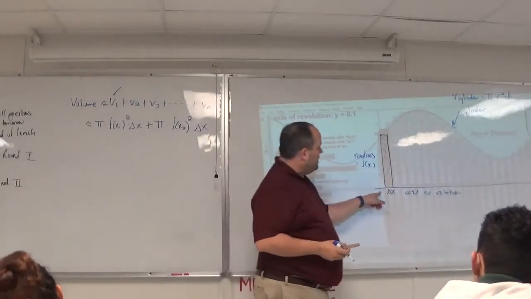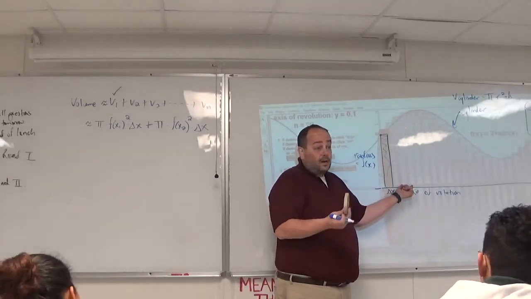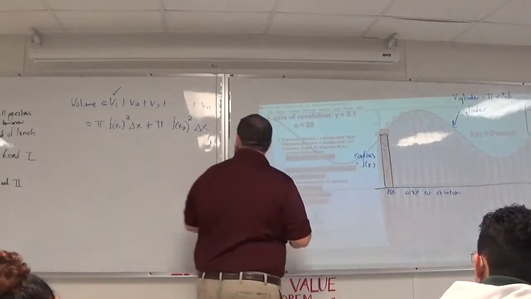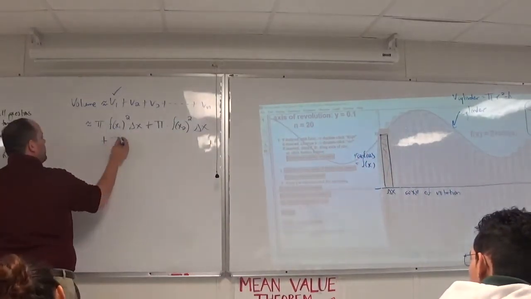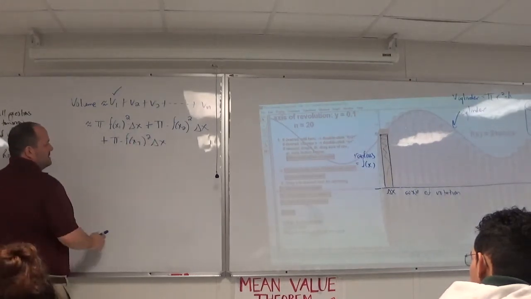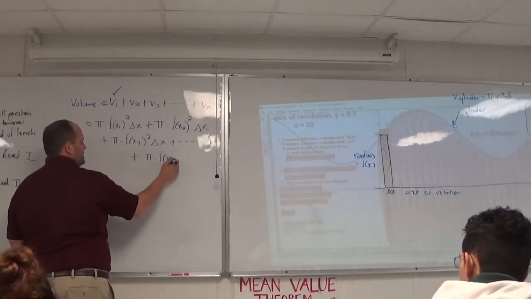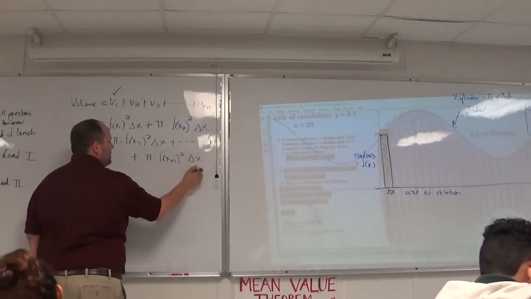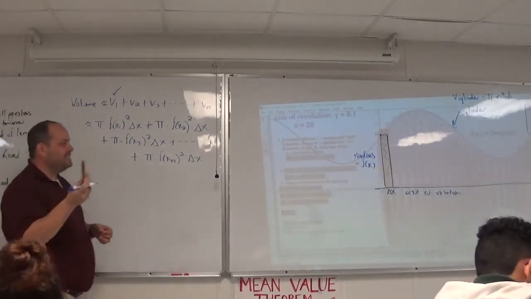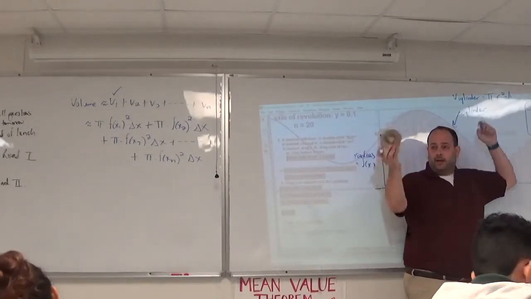You go on to the third rectangle, and that gets spun to get another cylinder. They all look like this. Some are bigger, some are smaller, but each one of them has this form: pi times f of x sub 3 squared times delta x, plus all the way out to the last one, pi times f of x sub n squared delta x. They all have the same form. They all involve the volume of a cylinder.